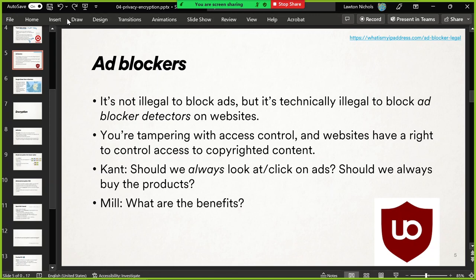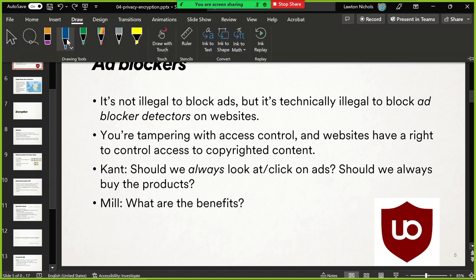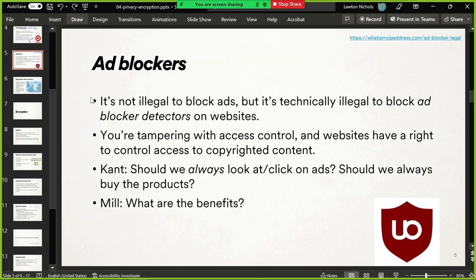All right. And the reason for that is once you start blocking ad blocker detectors, like it comes up, it's like, please disable your ad blocker. Maybe I see that on Duolingo all the time because I have the free version of it. And it's like, oh, we would have put an ad here if you didn't have an ad blocker. But it's illegal to block the detection of that, all right? Because you're tampering with access control, and websites have a right to control the access to the things that they provide, like copyrighted content for the New York Times, for example.